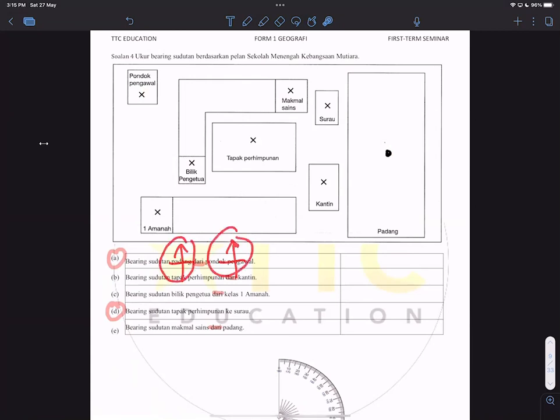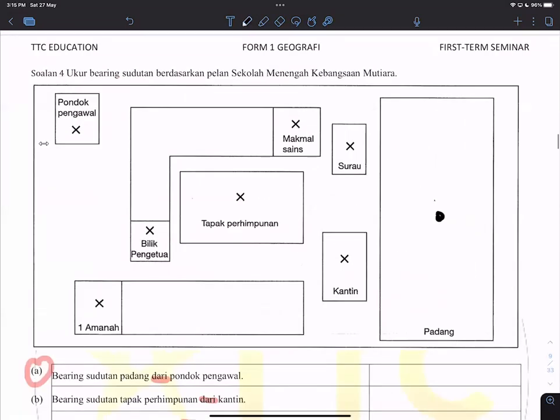Padang or Pondok Pengawal. Okay, so if you look at the keyword Dari, we try to draw the arah mata angin at behind, which is Pondok Pengawal. Very good. This is a common mistake usually done by students. They will try to draw out the arah mata angin like this. If the arah mata angin is not sharp, not straight enough, you will have wrong sudut, wrong bearing sudut.